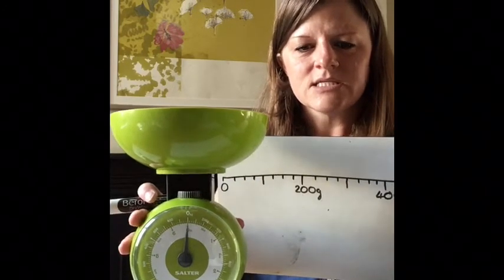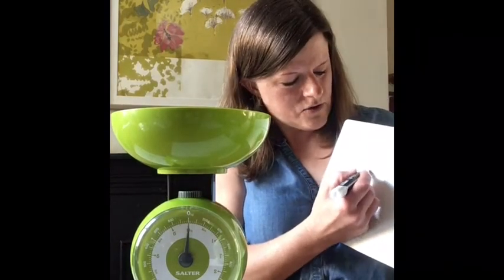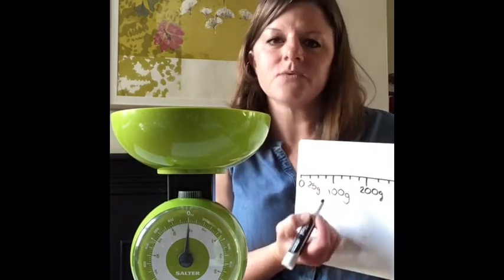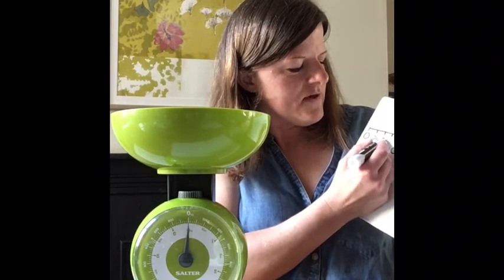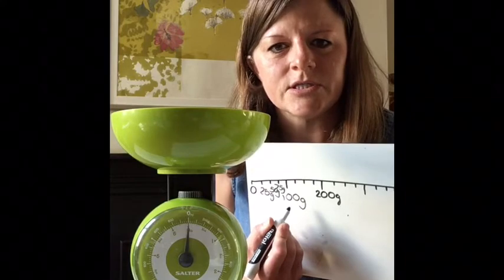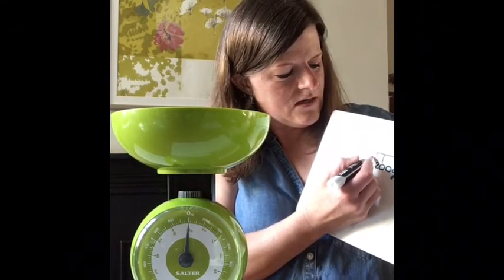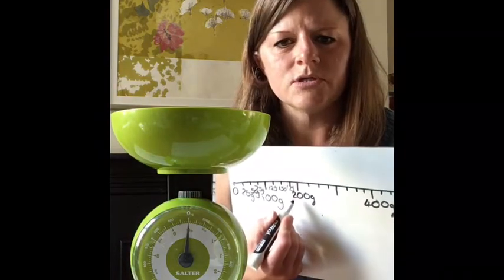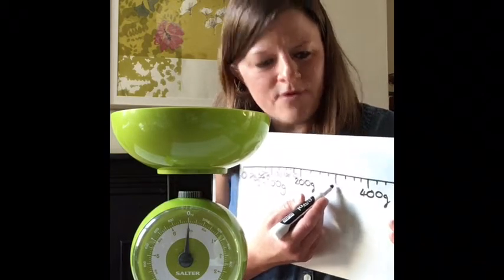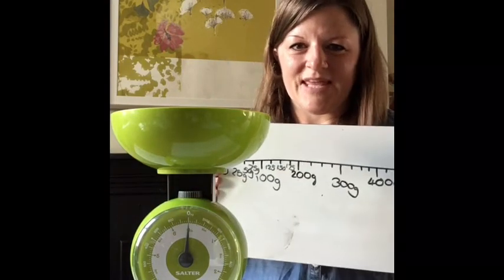All right, so hopefully you'll be able to see that each of these bigger increments are 100 grams, and then they're going up in 25 grams: 25, 50, 75, 100. What happens after we get to 100? 125, 150, 175, 200. Then what? 225, 250, 275, 300, 325, etc., etc. I think you get the idea now.